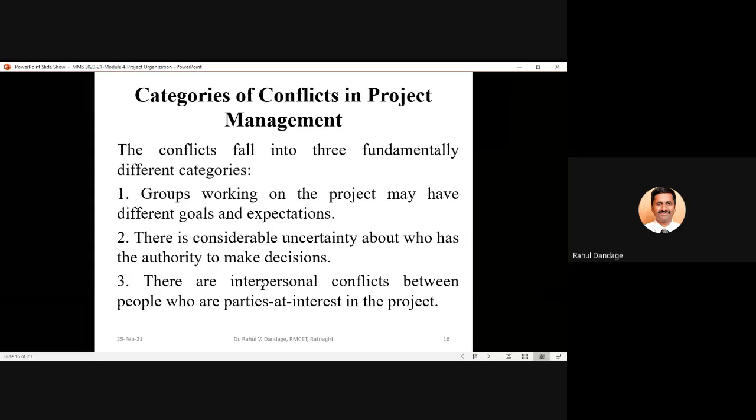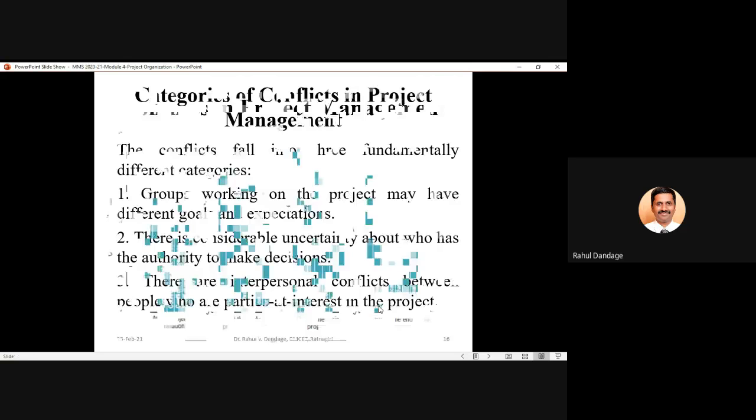Parties at interest means the stakeholders, the project team members, the sponsor of your project, the project manager, maybe some other people who are directly involved in your project, and some other people who are indirectly involved in your project. But these are people who are parties at interest for your project.